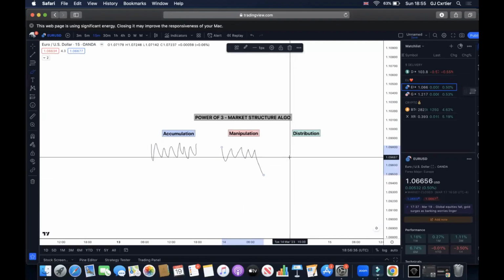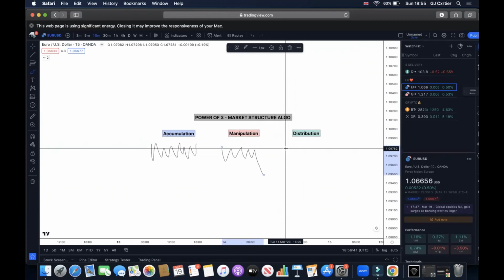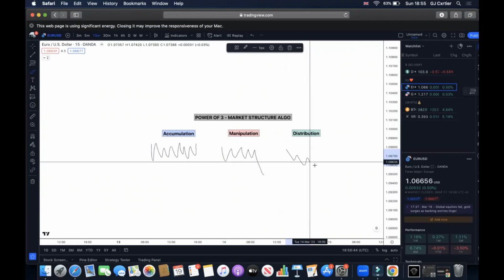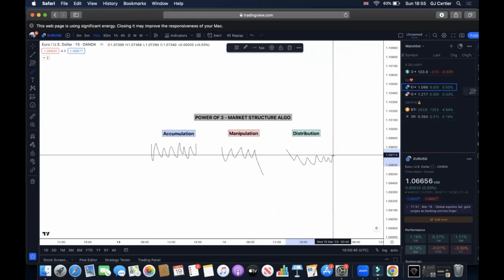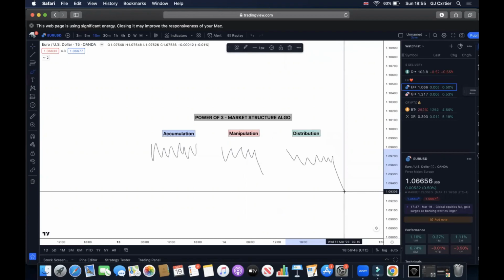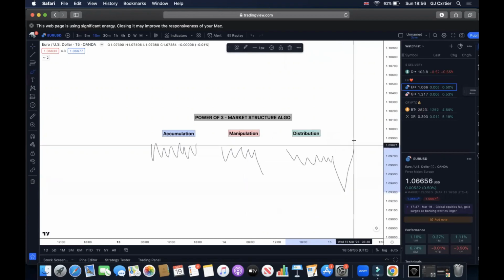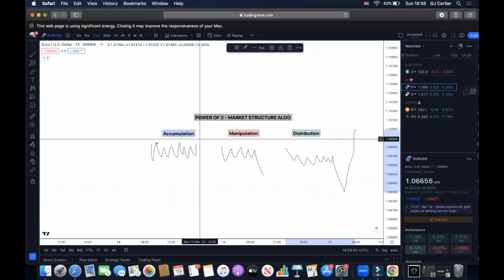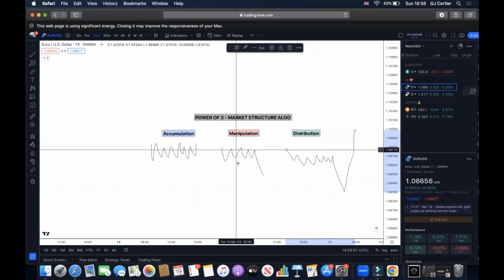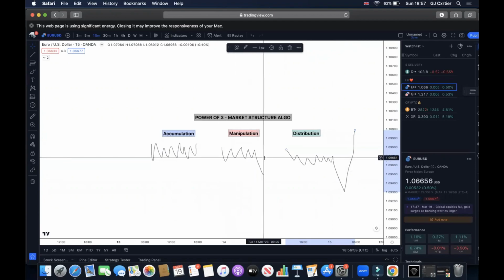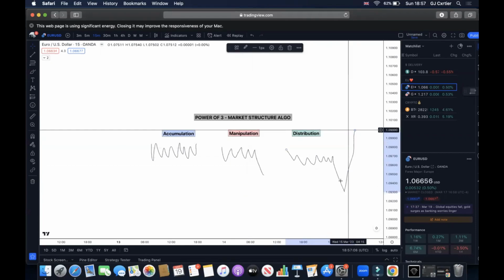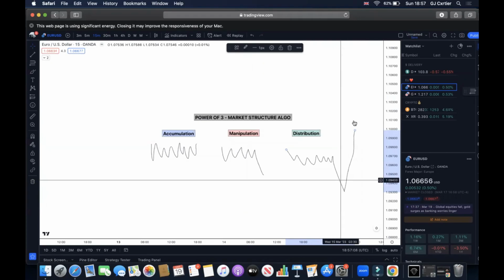We then have the final phase of the market structure algo, which is our distribution. So what happens? We have our range in market like so, then the manipulation, and then finally our distribution comes into the market. So we have price consolidate. We then have price manipulate and take out one side of the market, any liquidity underneath this range. We then have distribution from the banks into further pricing.